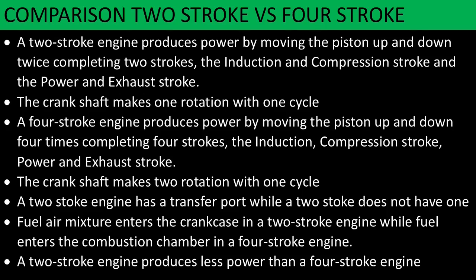On the other hand, a four-stroke engine produces power by moving the piston up and down 4 times, completing 4 strokes, the induction, compression, power and exhaust stroke. This makes the crankshaft make 2 rotations or 2 revolutions. Fuel and air mixture enters the crankcase in a two-stroke engine, while fuel enters the combustion chamber in a four-stroke engine. A two-stroke engine produces less power as compared to a four-stroke engine.